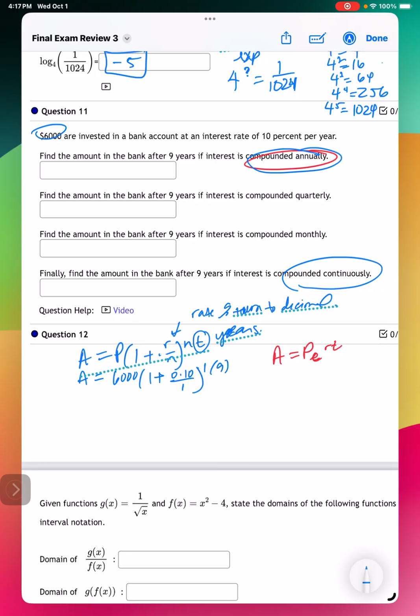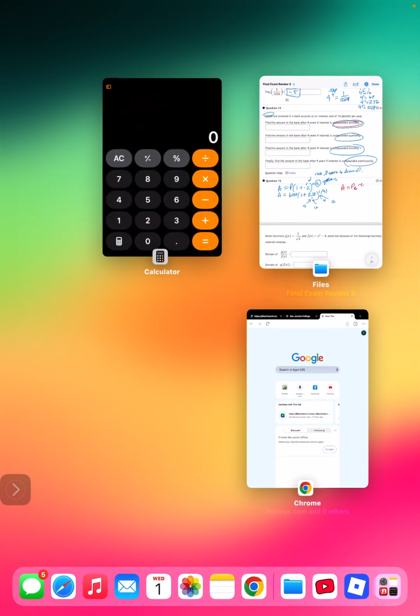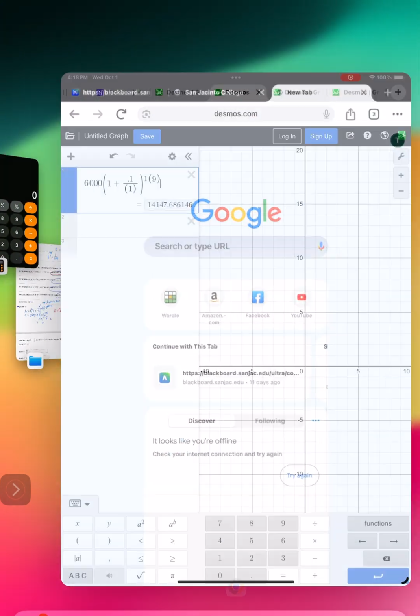9. And so essentially, as we go through this, compounded quarterly, this value right here would change to 4. Our N is how frequently it will happen in a year. And then compounded monthly, that 1 will turn into 12. So really what we're going to do is go over to Desmos, do this problem in Desmos, and take our findings back.